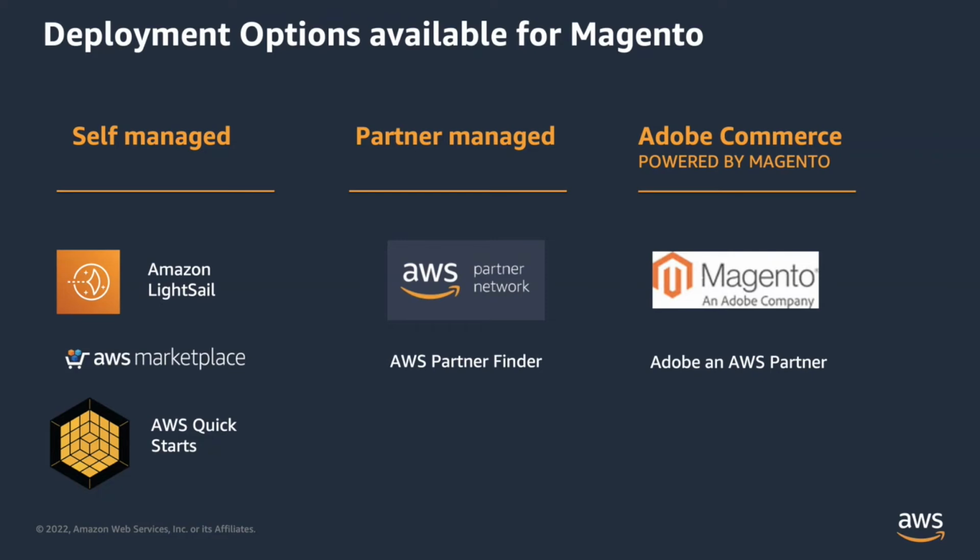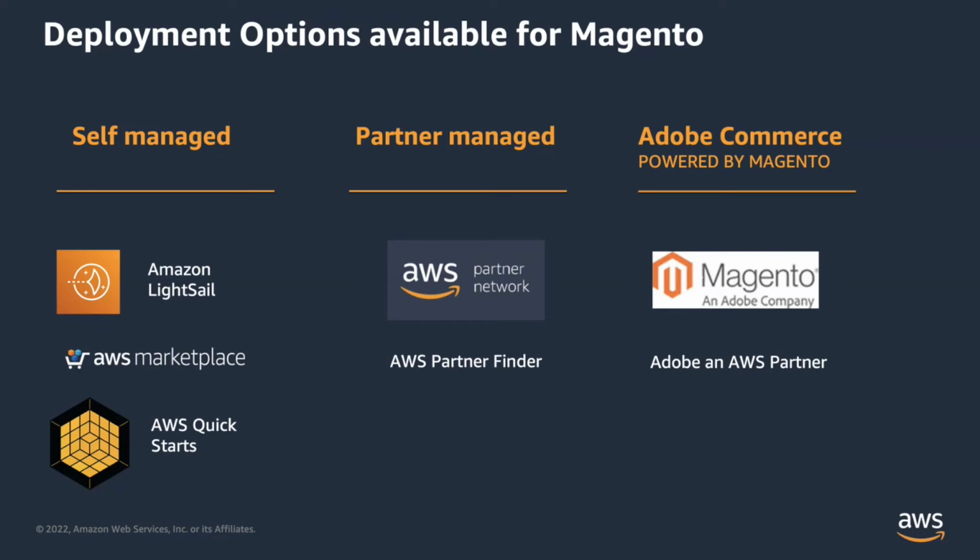So starting with the self-managed options with Amazon LightSail, this is an easy to use service where you can launch and manage a virtual private server at a low predictable cost. It is very cost effective and it's great for smaller businesses. Then you have AWS Marketplace. So this is a curated digital inventory.